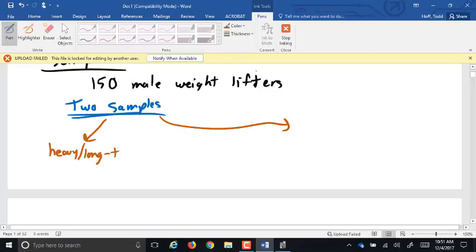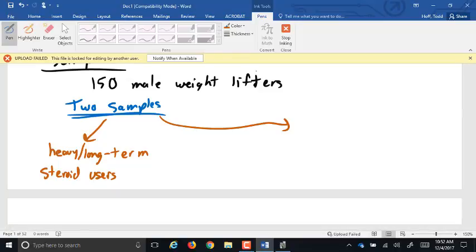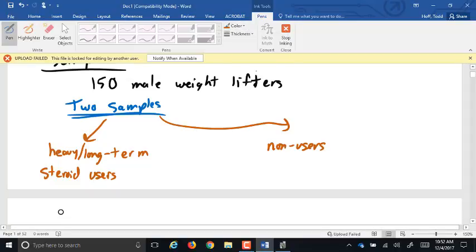Well, there were the heavy, long-term steroid users. So the ones that just use steroids a little bit, they didn't bother using them. But there was another group that they used for a second sample. Did you catch what that was? Non-users, very good. Why would they have to study non-users?